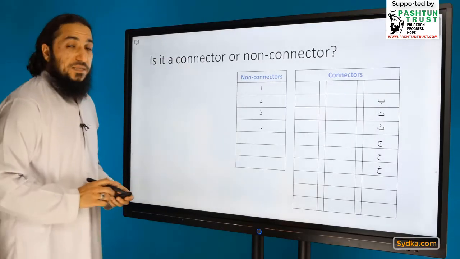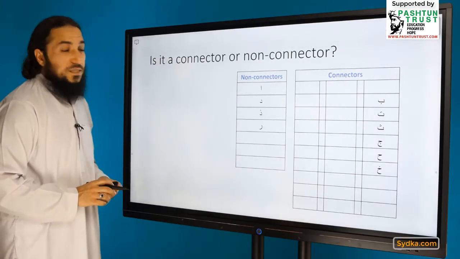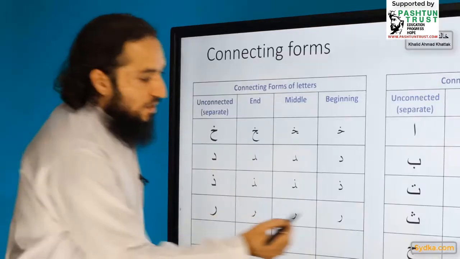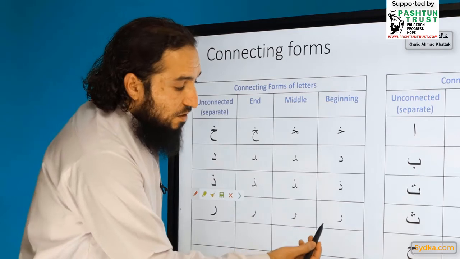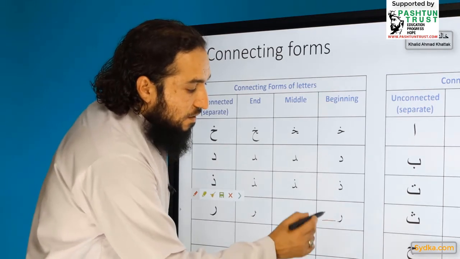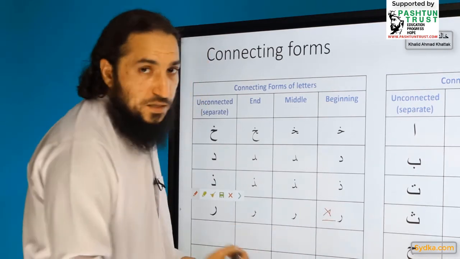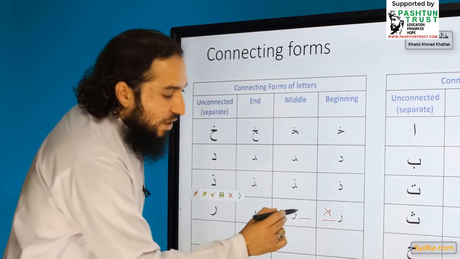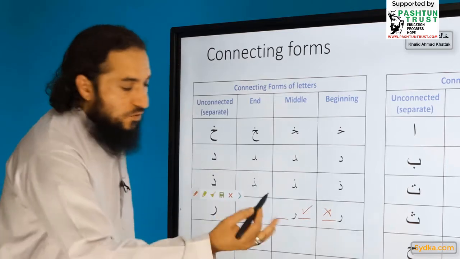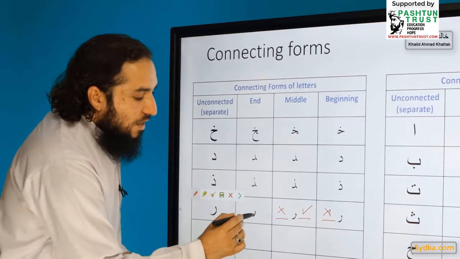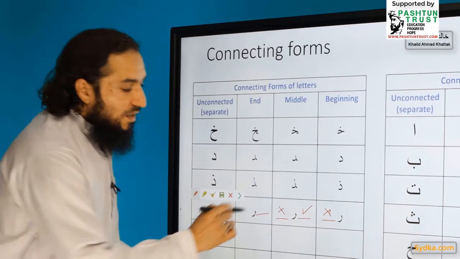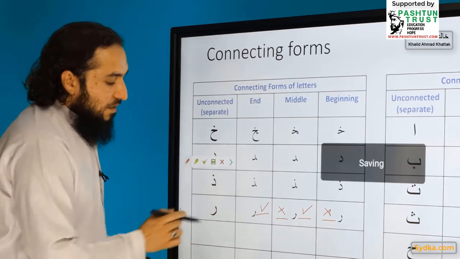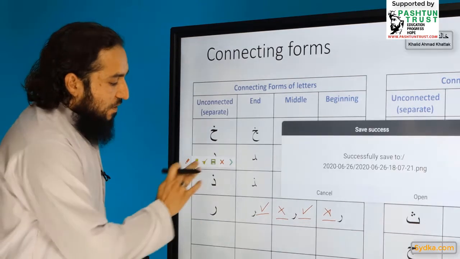Is it a connector or non-connector? It is a non-connector, similar to Dal. If it comes in the beginning of a word, then you cannot connect other letters after it. If it comes in the middle of a word, then you can connect other letters before it, but not after it. And if it comes at the end of a word, then you can connect other letters before it.